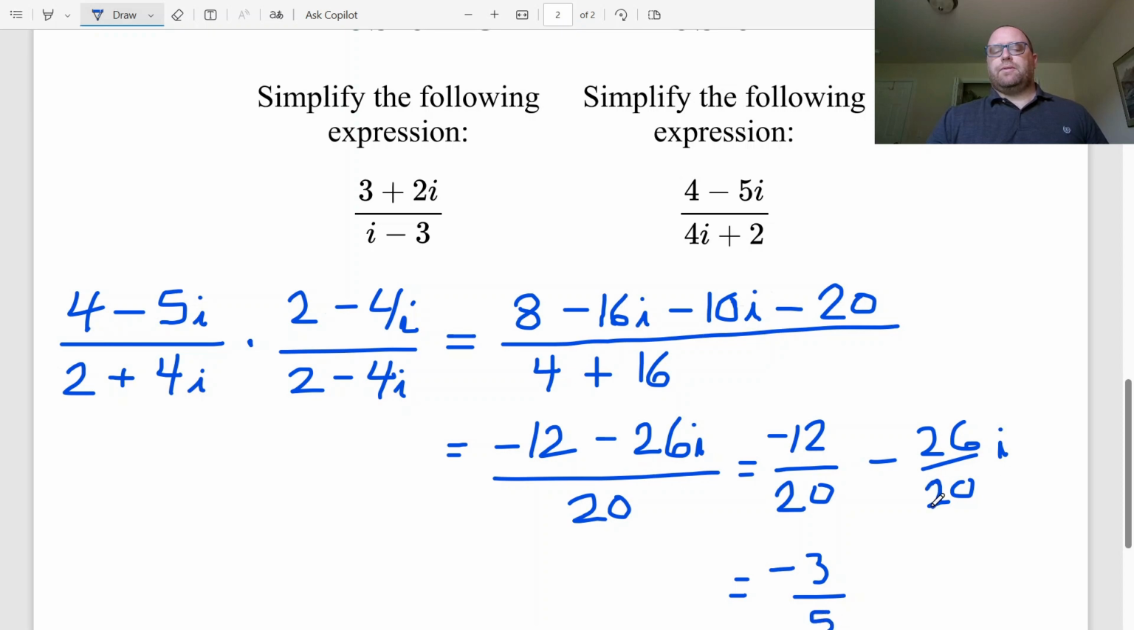Again, make sure that's a 20. It looks like a 20. And then we can have minus 13 tenths. We can simplify the second fraction, minus 13 tenths i. And that's it. So we have negative 3/5 minus 13 tenths i is our solution to the last one.